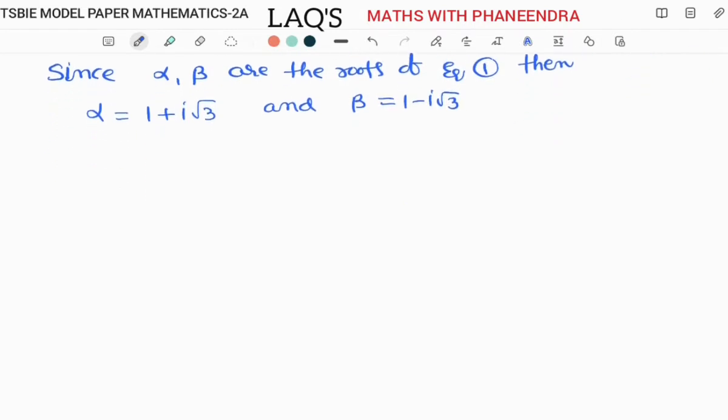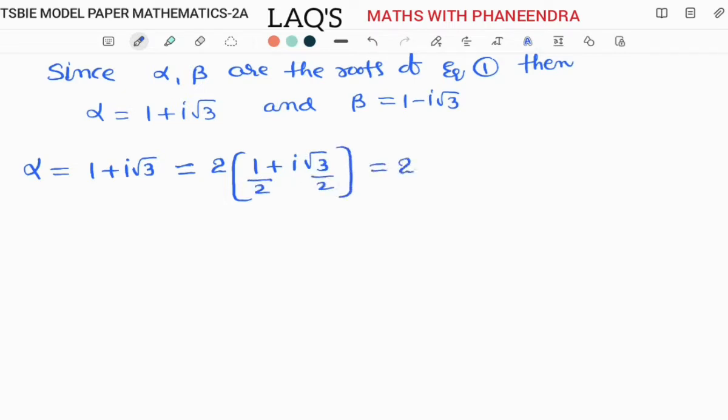So after getting the values of alpha and beta, we need to calculate alpha power n plus beta power n. So the alpha value, this we need to write in polar form. Alpha equal to 1 plus i root 3. It is in the form of a plus ib. So to write into the polar form, we need to multiply and divide by root of a square plus b square. So root of 1 square plus root 3 whole square is 2. So multiplying and dividing by 2. All of you know about this method.